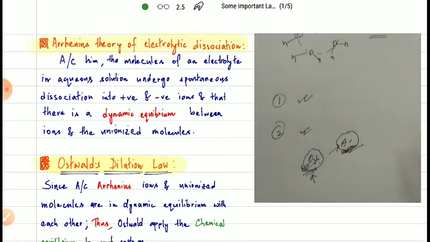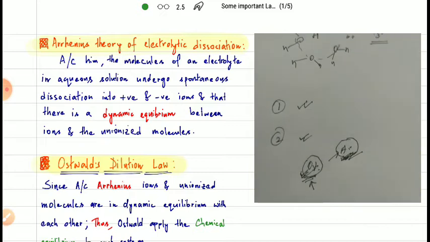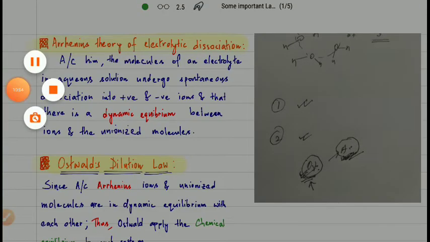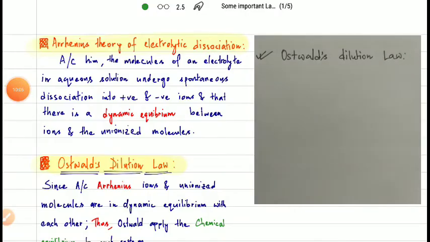That's why the Arrhenius theory is very important, because it is the basis of electrochemistry, so you have to know this theory properly. Next we are going to discuss the Ostwald dilution law. So let us now discuss the Ostwald dilution law.